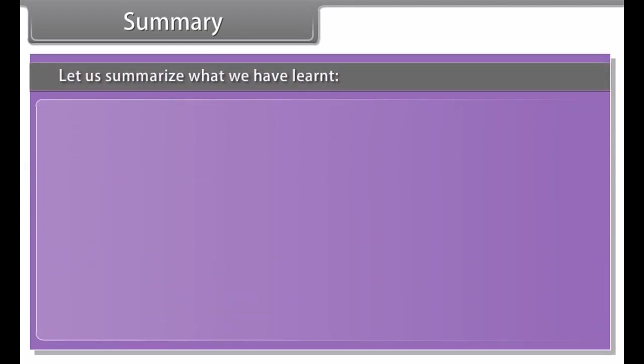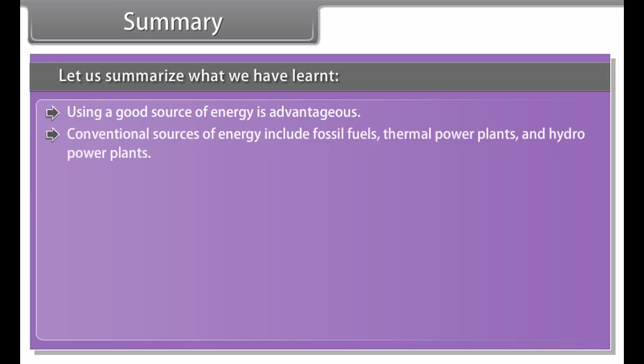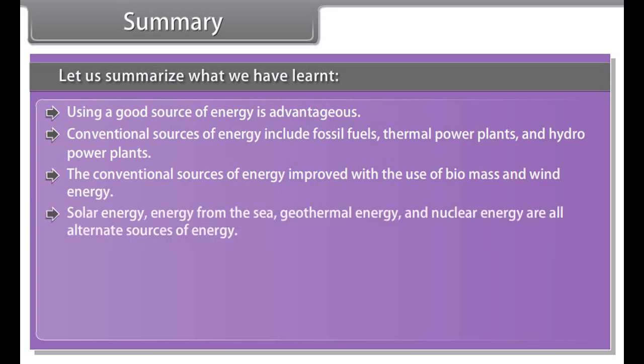Summary. Let us summarize what we have learnt. Using a good source of energy is advantageous. Conventional sources of energy include fossil fuels, thermal power plants, and hydropower plants. The conventional sources of energy improved with the use of biomass and wind energy. Solar energy, energy from the sea, geothermal energy, and nuclear energy are all alternate sources of energy.